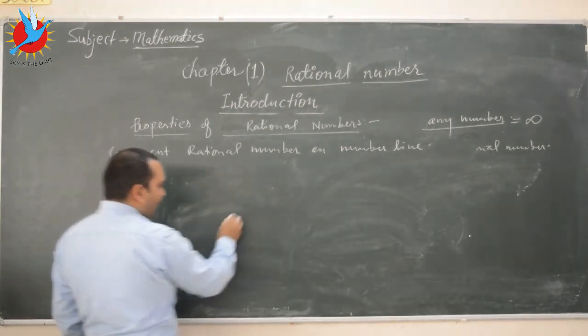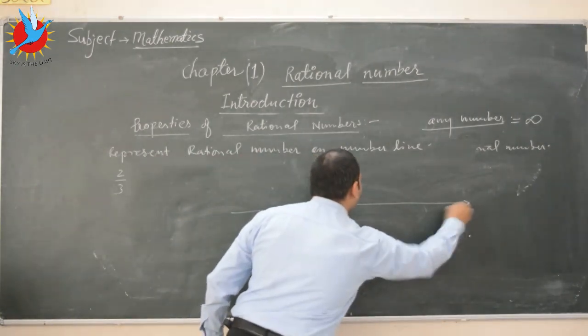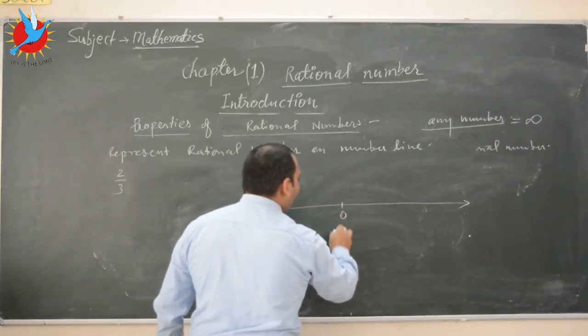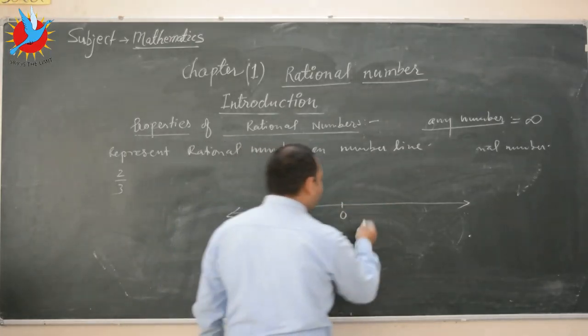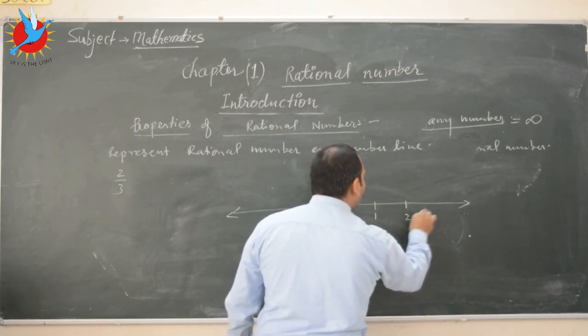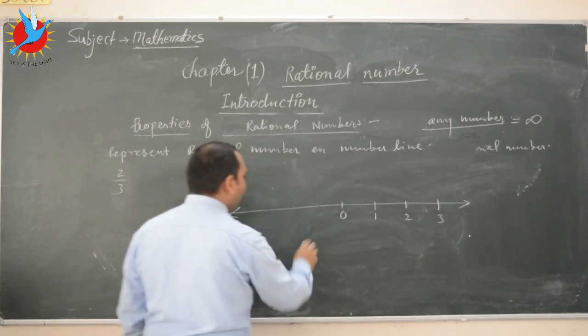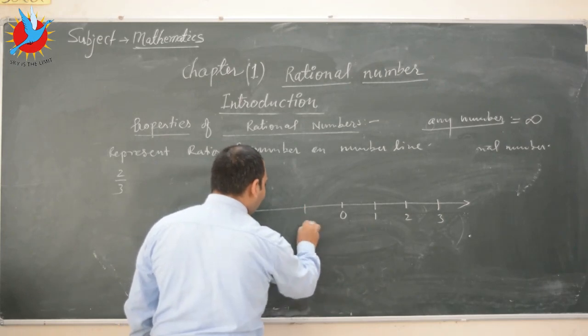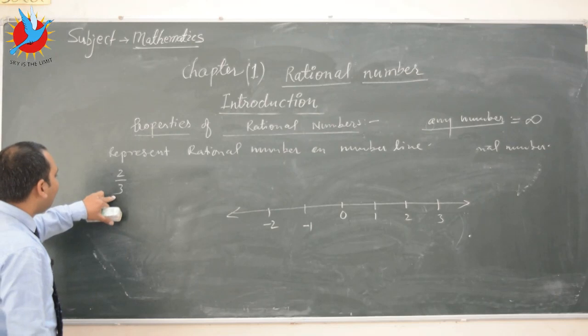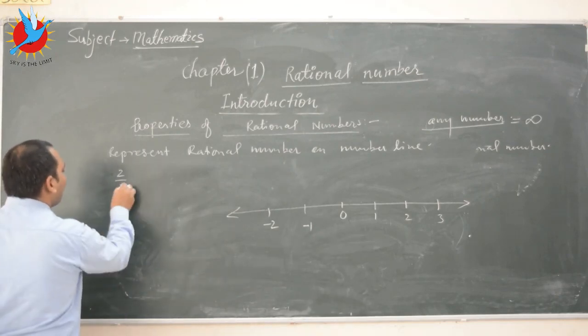So what is a number line? In the middle here is 0, and the right side of the 0 is positive numbers, that is 1, 2, 3 and so on, and the left side of the 0 is minus 1, minus 2. We represent 2 upon 3, or you can take 2 upon 5.